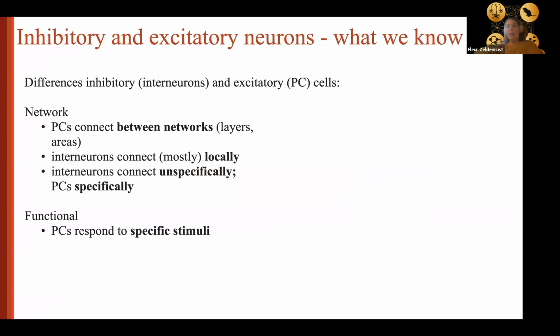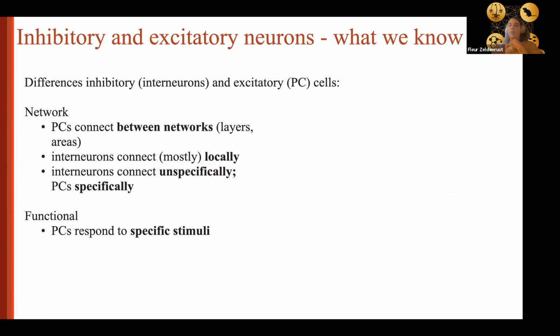If you look at neurons in the cortex, most of you will know that you have inhibitory neurons and excitatory neurons. These obviously differ in the effect that they have on other neurons. Interneurons have a negative effect on other neurons, and excitatory neurons have a positive effect on other neurons, but they also differ in other ways.